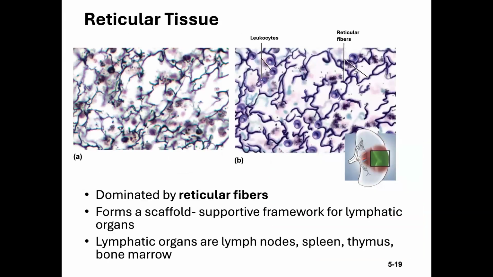Reticular tissue is seen in lymphatic organs. What are the lymphatic organs? Lymph nodes, tonsils, spleen, thymus, bone marrow, all of these are lymphatic organs.